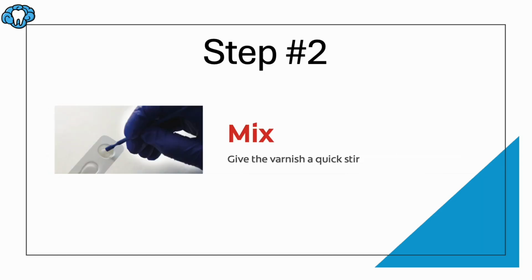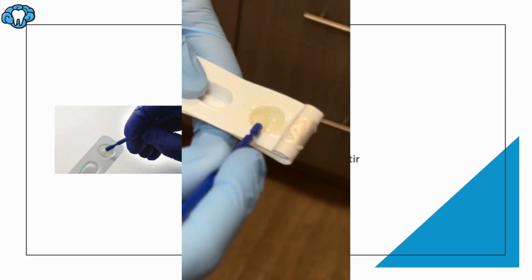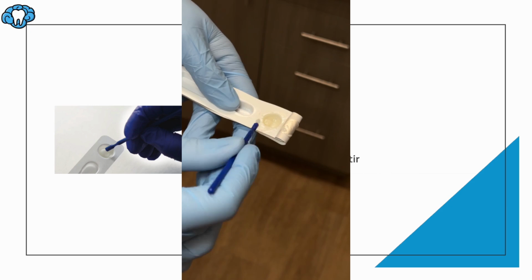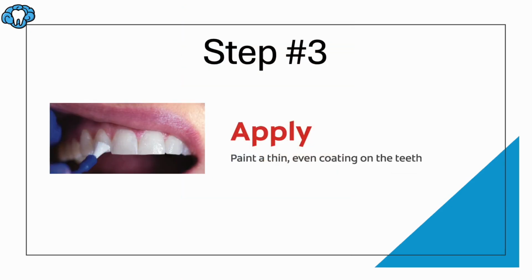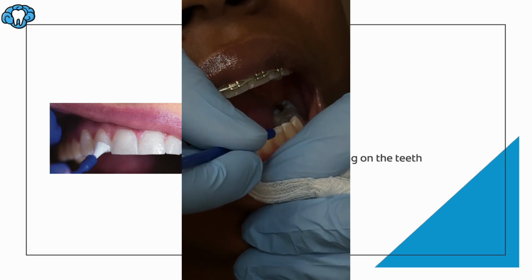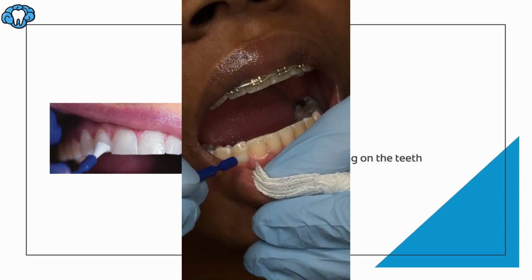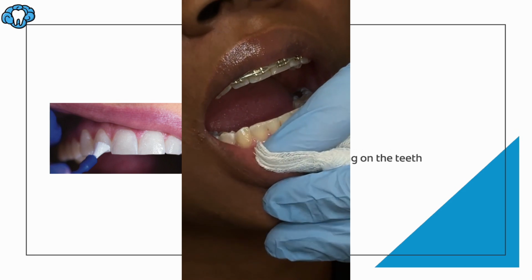Step number 2 is to mix the varnish. It's important to mix well prior to application so the varnish is the proper consistency. And next, we apply the product. So the varnish is painted onto the front, the back, the top, the bottom of all the teeth in a thin layer with the supplied brush. And generally speaking, you do not have to paint it carefully. You can just swipe it everywhere, get it on all of the tooth surfaces.